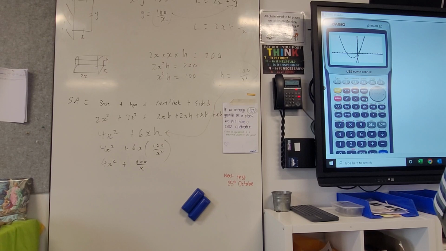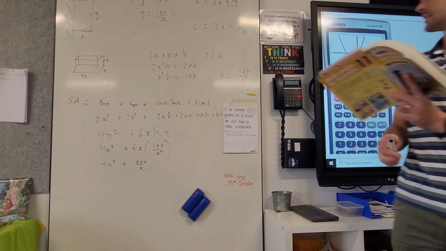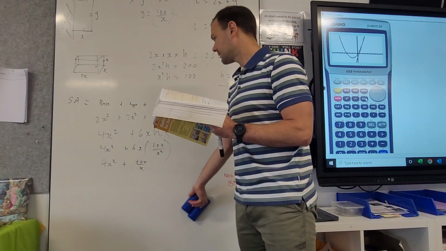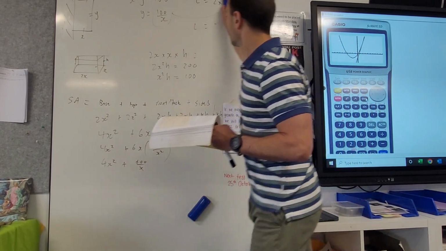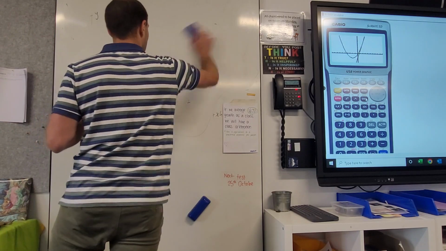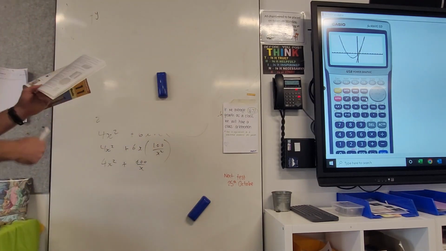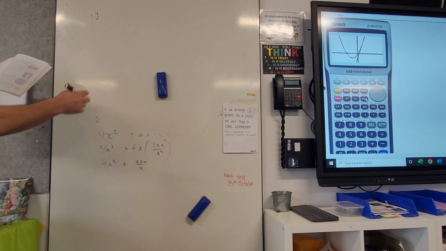Okay, and the last one we'll do then is pretty similar to the tank one we did the other day. Any questions so far? All right, so we have a cylinder. The cylinder must have a capacity of 1 litre. Explain why the height is.